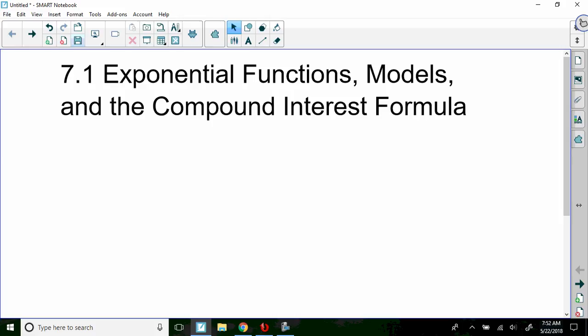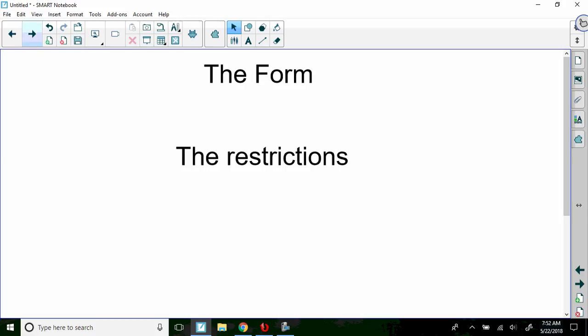So Chapter 7 is all about exponential functions and their inverses. And I'm going to have to pick up some missing information at some point along the way, and we will. But anyway, the first thing we're going to look at today then is the form.